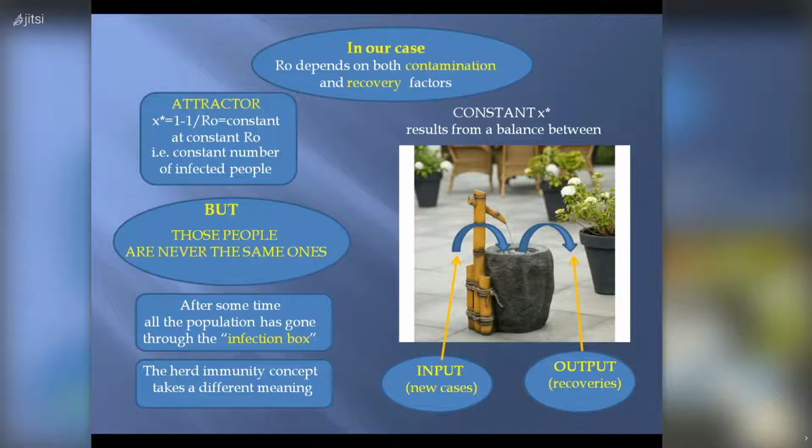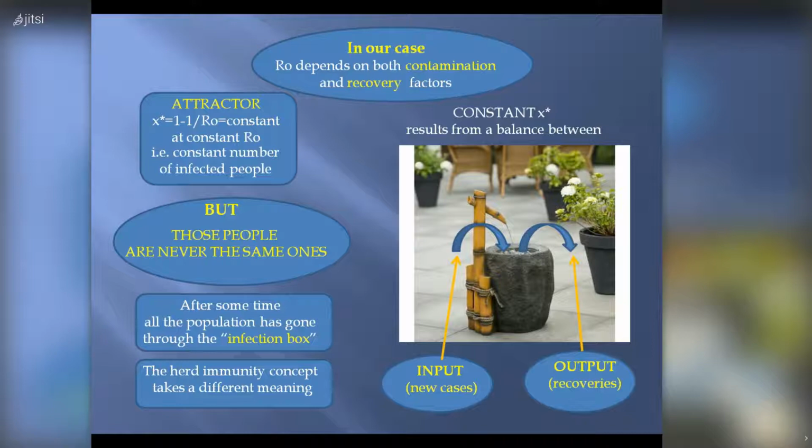An interesting point with this bucket image, which is true in the case of epidemics, is that the input rate is constant, and it's exactly balanced by the output rate, and therefore X in the bucket, the number of people infected in the bucket, is constant. But those people are never the same ones. Some of them recover, and they are replaced by new ones that are infected.